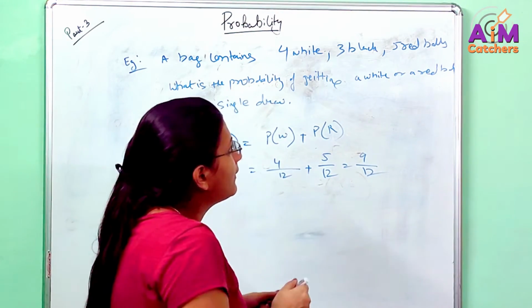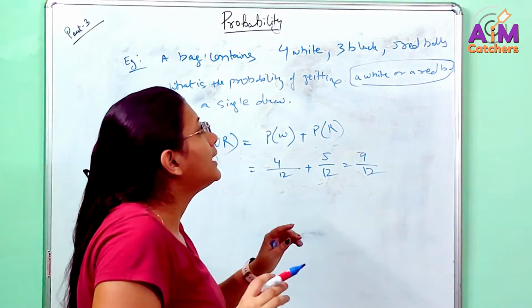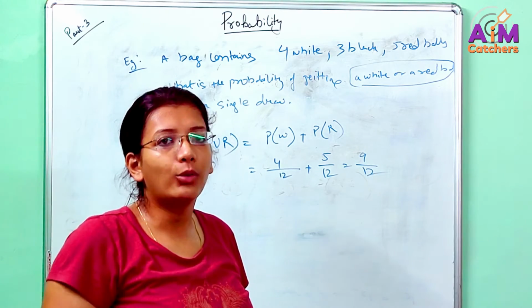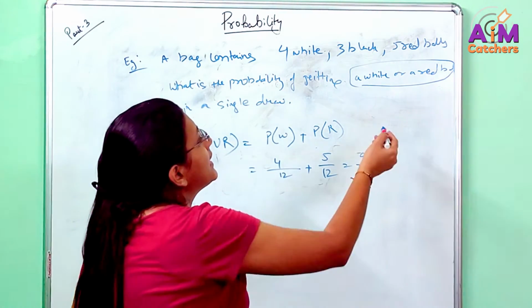See, in the question it is given you a white or a red ball. So you can get either white or red. कोई भी बॉल चलेगा अपने को. White आया तो भी सही है, red आया तो भी सही है. दोनों चलेगा अपने को. तो let's consider it as one condition.